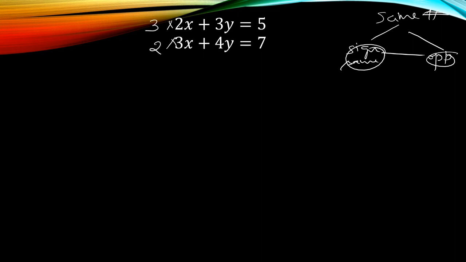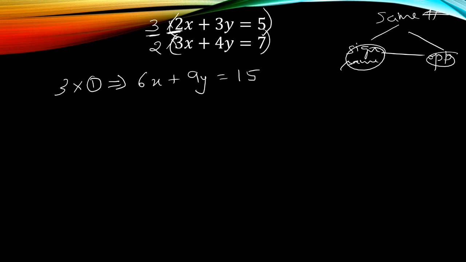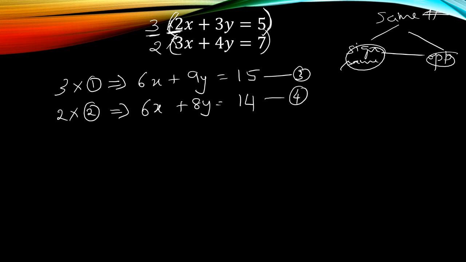When I'm multiplying this 2 by 3, that doesn't balance the equation. Therefore, I should multiply the whole equation, the first equation by 3 and the second equation by 2. So 3 times the first equation will give me 6x plus 9y, be careful, equal to 15. Usually people forget to multiply the right hand side, so it's always better you put the bracket like this. The second one is 2 times equation 2, which would give me 6x plus 8y equal to 14. Now I can call these equations 3 and 4. These are the two equations I'm going to solve now.